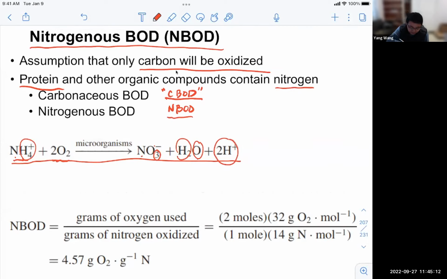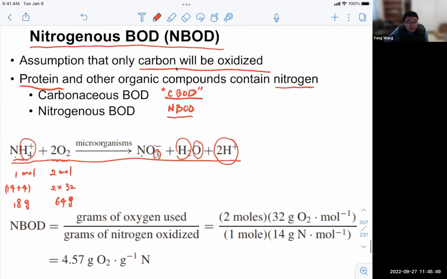So basically, then we can calculate the NBOD just based on the stoichiometry, right? So here you can see that basically, if you have 1 mole of the ammonium ion, then it's going to react with 2 moles of the oxygen molecules, right? And further, for 1 mole of the ammonium ion, it has a molecular weight of 14 plus 4, right? And that's basically 18 grams, right? And then for 2 moles of the oxygen, you have 2 multiplied by 32. Basically, you have 64 grams.